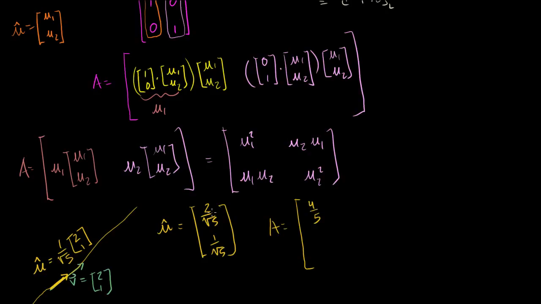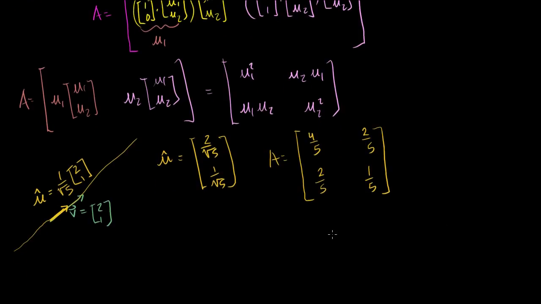And then what is u1 times u2? 2 times 1 over square root of 5 times square root of 5. So 2/5. I just multiplied these two. What is u2 times u1? Well, same thing. Order doesn't matter when you multiply. So this will also be 2/5. And then what is u2 squared? 1 squared over square root of 5 squared is just 1/5.